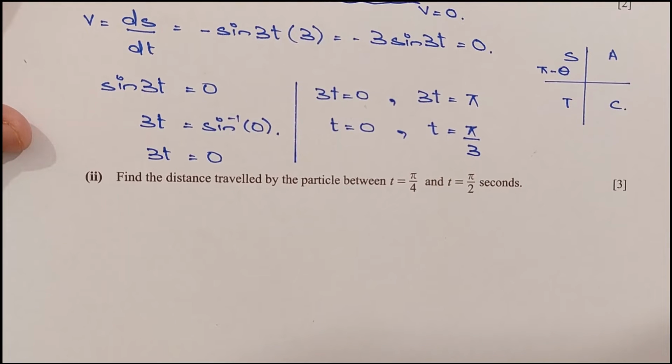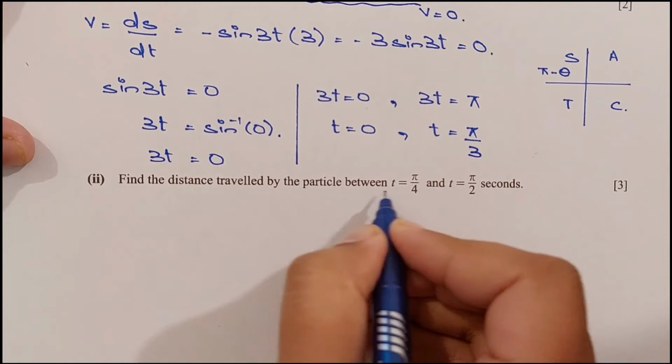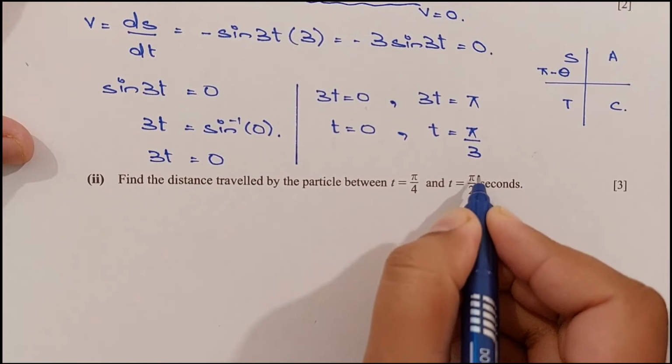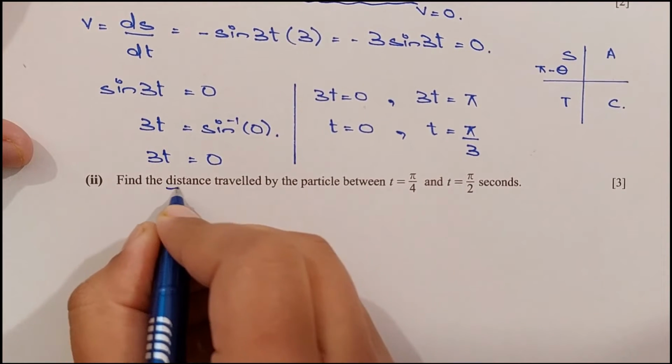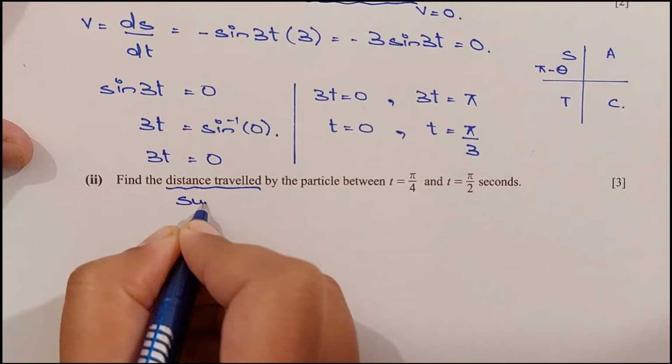Now for the second part, find the distance traveled by the particle between t equals pi by 4 and t equals pi by 2 seconds. So the distance traveled is the sum of displacements.